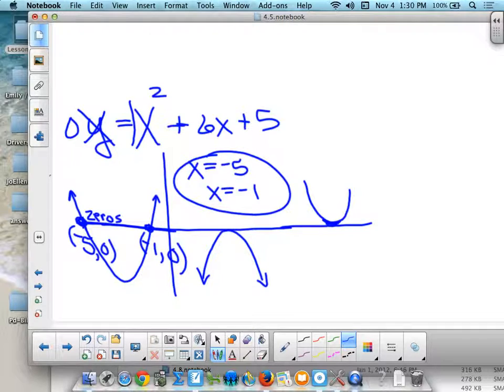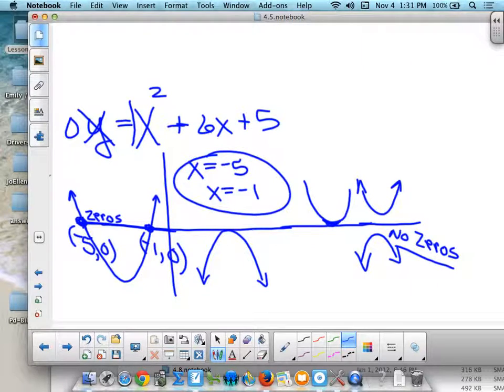So is there a chance there's only one solution? Yes. Or one zero? Yeah. Is there a chance there's no zeros? Yes. How? If it's above or below the x-axis. Okay, so if the parabola goes above but doesn't touch the x-axis, or below and it doesn't touch, there'd be no zeros in this one.